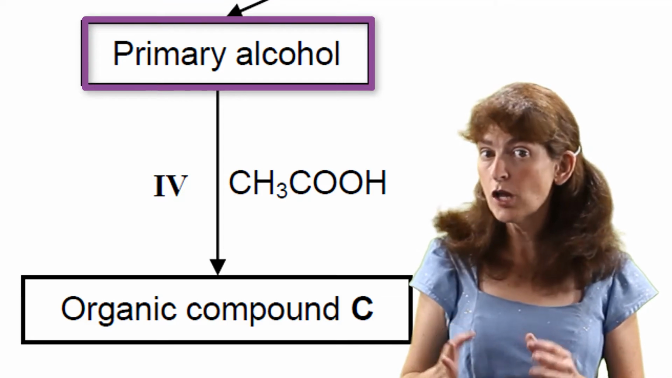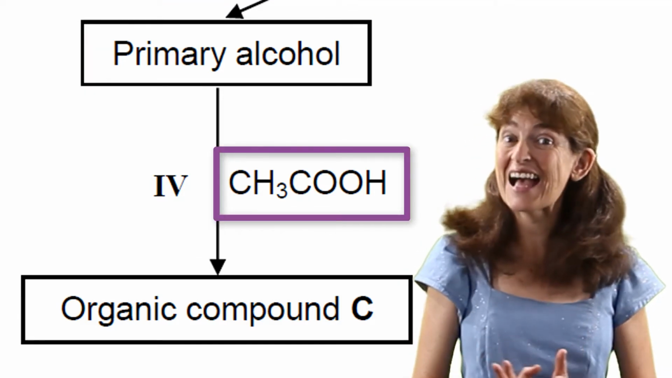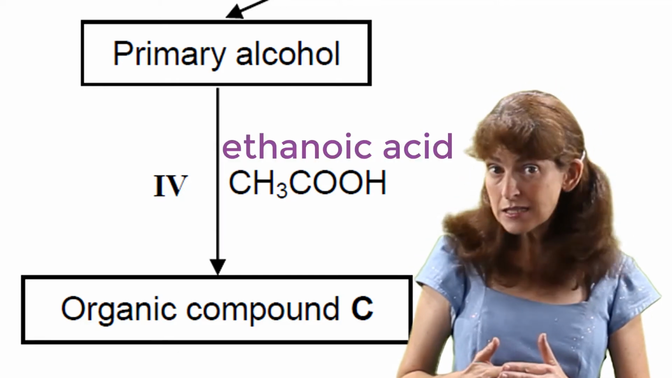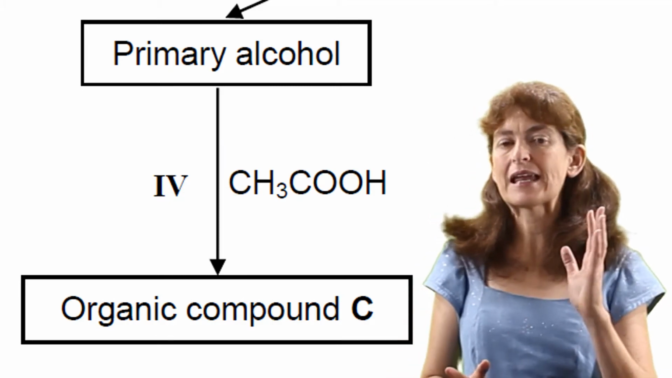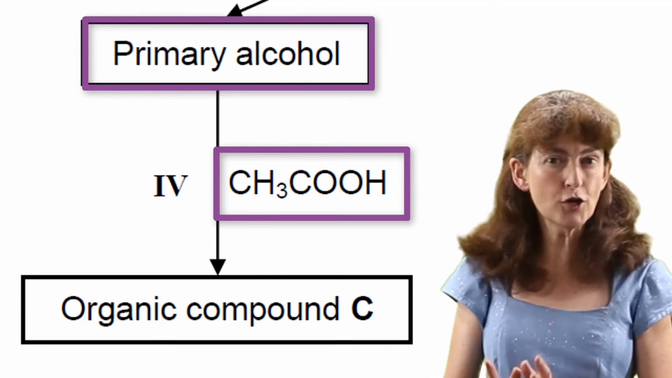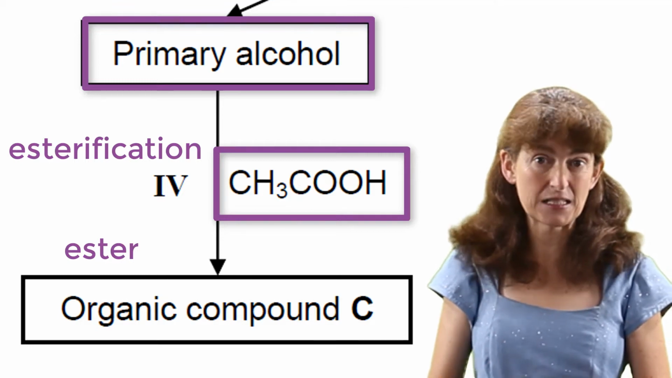This alcohol reacts with what we recognize is a carboxylic acid, to be more specific, ethanoic acid, which is what's found in vinegar. And so we're getting a carboxylic acid reacting with an alcohol, and we know that that is esterification, so an ester is produced. Click that link to remind yourself about esterification.